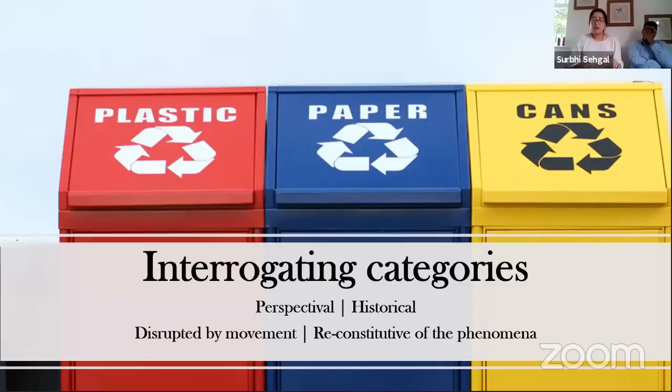Because categories help us simplify the social world that we live in. They also help us distinguish between different groups of people. So for instance, on this slide, you see different colored boxes. The red box is that of plastic, the blue box is that of paper, and the yellow box is that of a can. What we as researchers have done is try to put people in these boxes, and that's how we start doing our research.